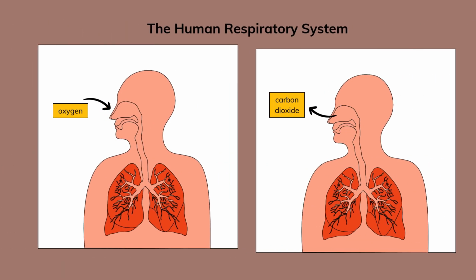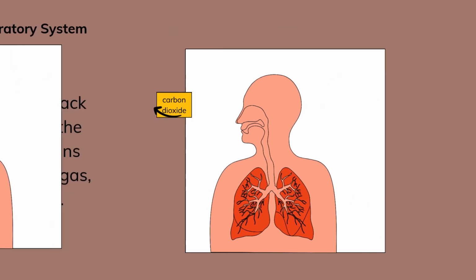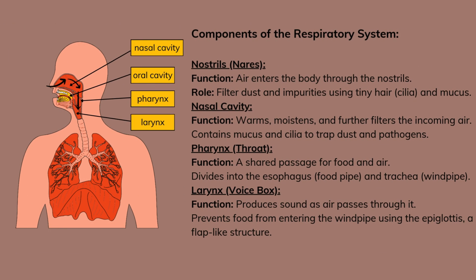Now students, let's discuss the human respiratory system. Components of the respiratory system. Nostrils, nares. Function: air enters the body through the nostrils. Role: filter dust and impurities using tiny hair, cilia, and mucus.